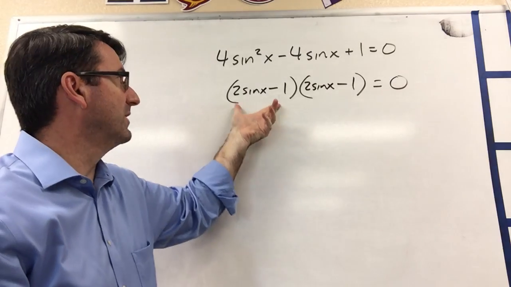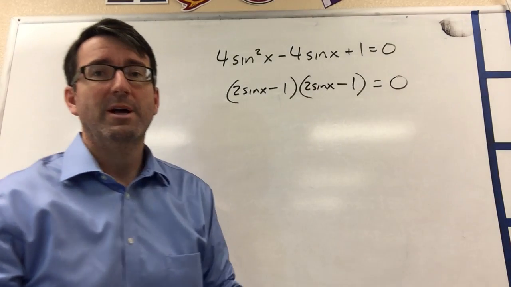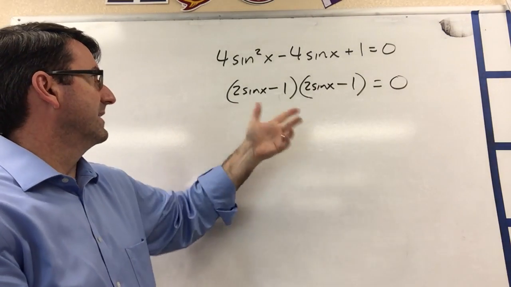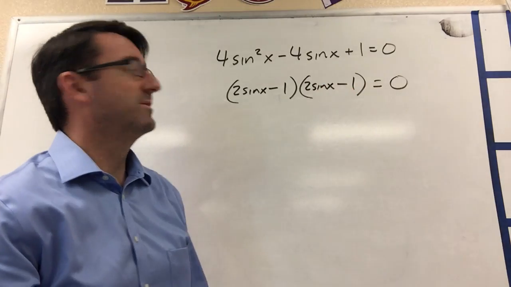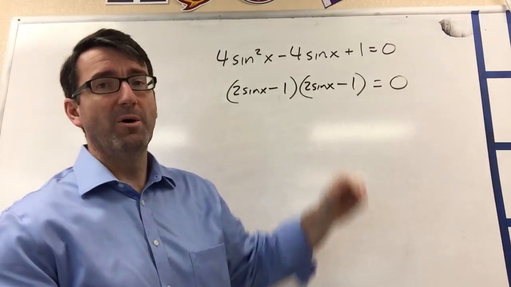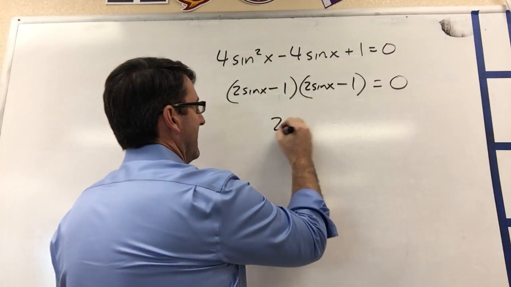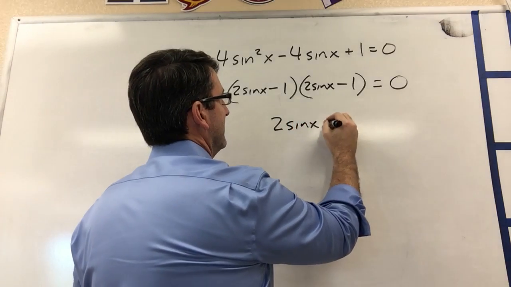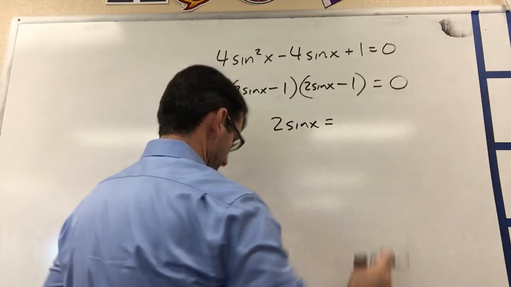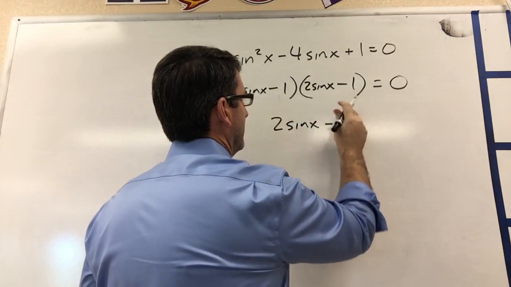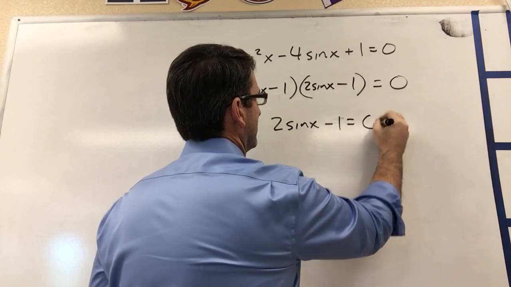And now we're multiplying two things together and getting 0. The zero product property tells us that one of these two things is equal to 0. And notice that they're both the same. So we can just say now that 2 sine x minus 1 is equal to 0.